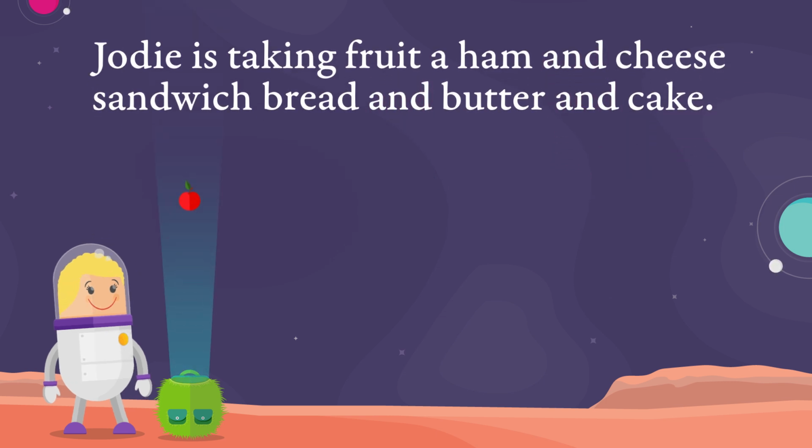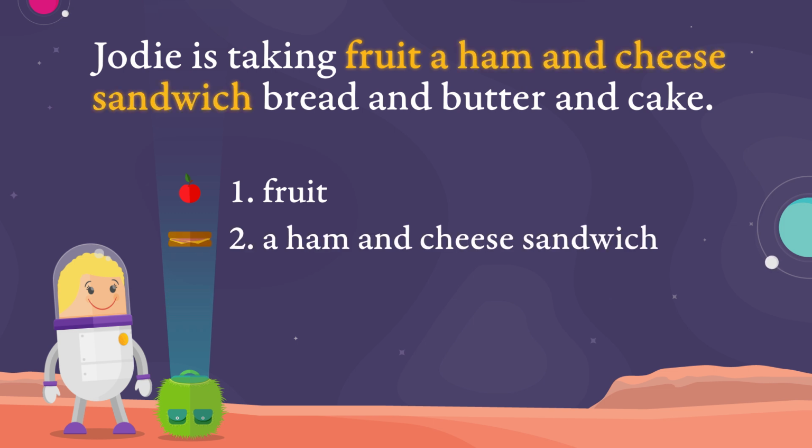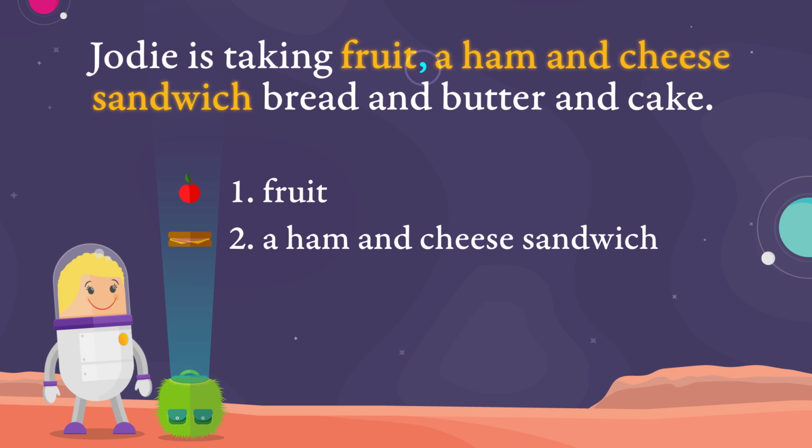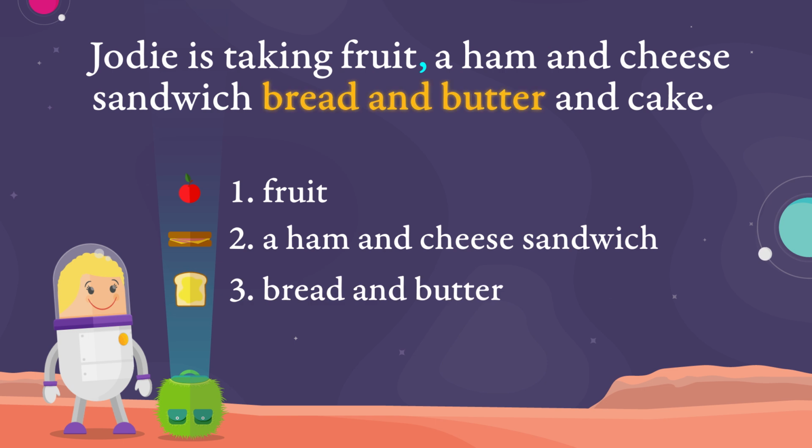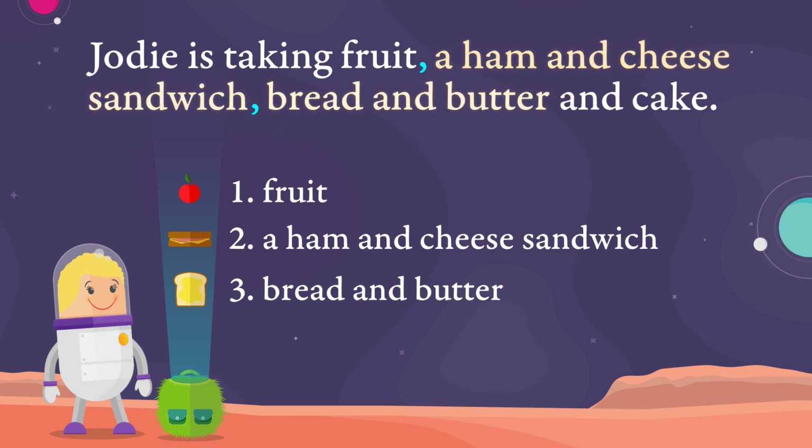Jodie's first item is fruit, and her second item is a ham and cheese sandwich. So we need to separate these 2 items by putting a comma here. But what's Jodie's third item? It's bread and butter. We need to separate the ham and cheese sandwich and the bread and butter by putting a comma here. Jodie's last item is cake. Usually the word "and" does the job of separating the last 2 items in a list.